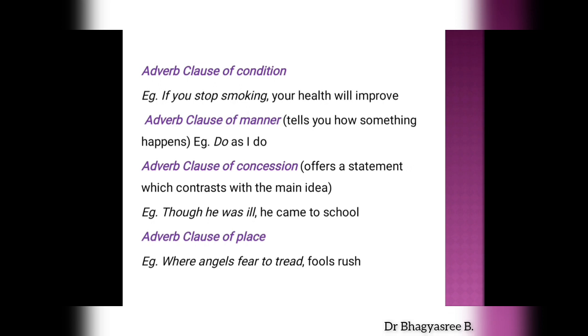Then adverb clause of place, that is where angels fear to tread, fools rush. So that actually indicates or shows a particular place, that is adverb clause of place. Where angels fear to tread is the adverb clause of place here. Okay, so that is about the different kinds of adverb clauses.